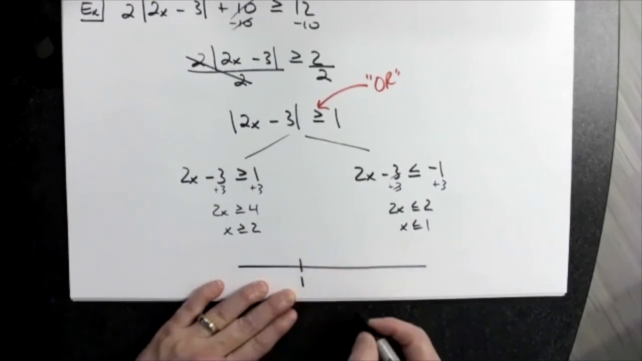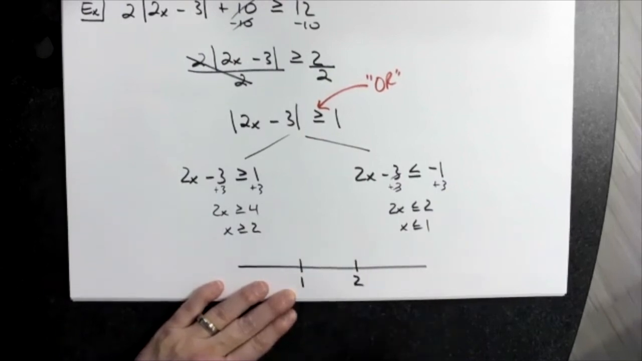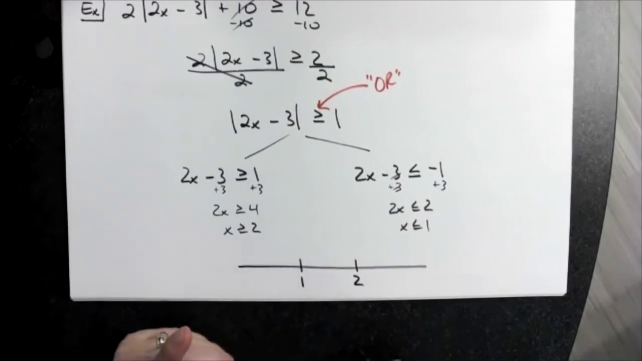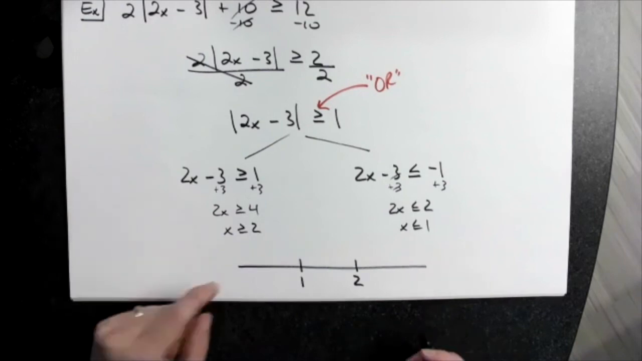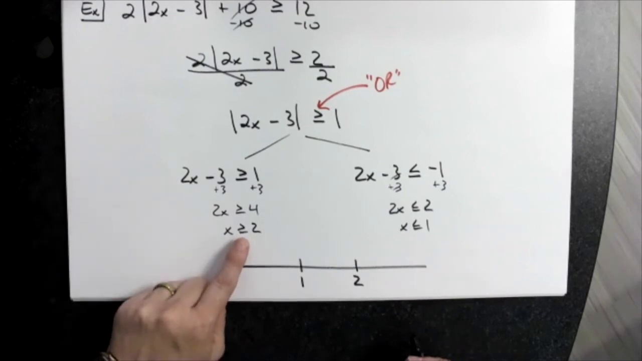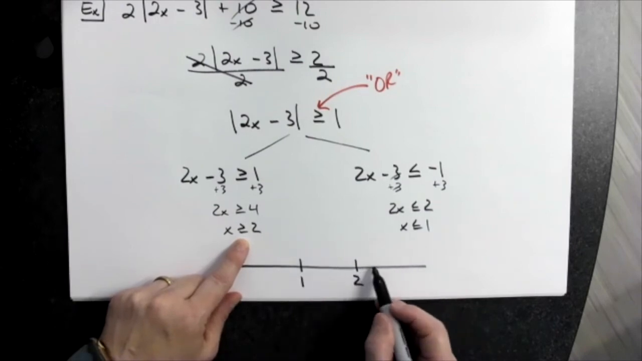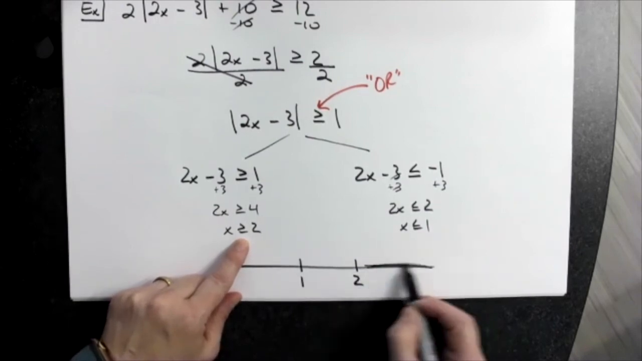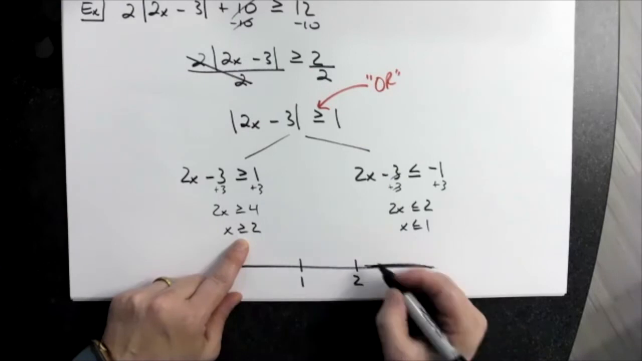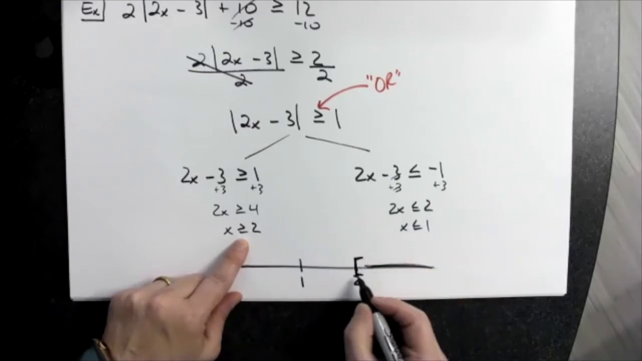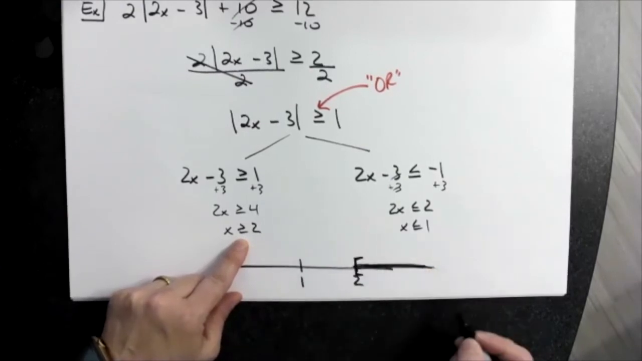So my 1 has to go here, my 2 has to go here. All right, take each individual inequality and just see what it says. This one right here says x is greater than or equal to 2. All right, so these numbers are bigger than 2, greater than or equal to. So square bracket, and it's shading over here.